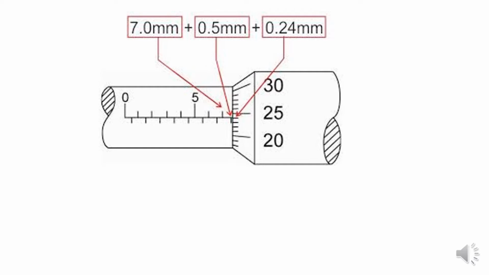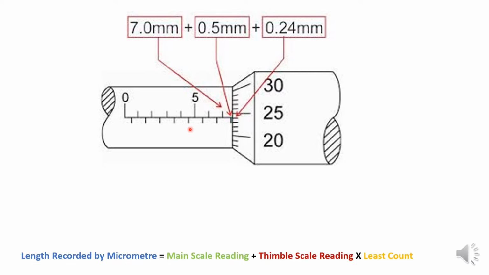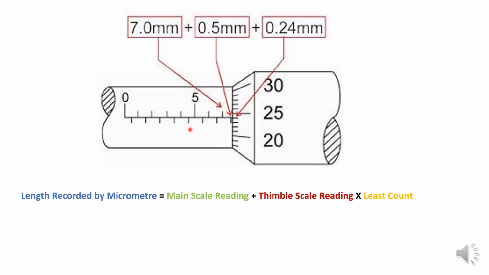Actually, there are two scales in a micrometer. One is the main scale. Here it is the main scale, and this is the circular scale, or sometimes we call it the thimble scale. So the basic formula for calculating the measurement with the micrometer is: length recorded by micrometer equals main scale reading, meaning the reading shown on this scale, plus thimble scale reading, meaning the reading shown on the circular scale, into the least count of the micrometer.